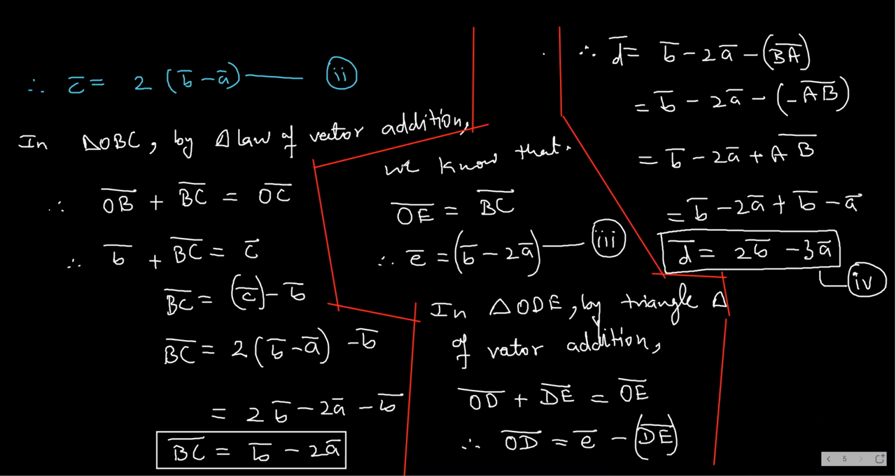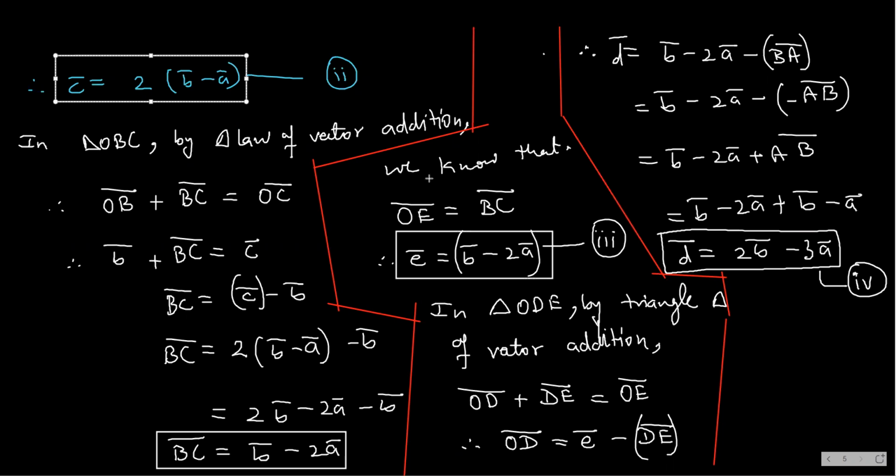We have found the position vector of point E, point D, and point C. We have found all the three. I hope you followed it. Just copy this.